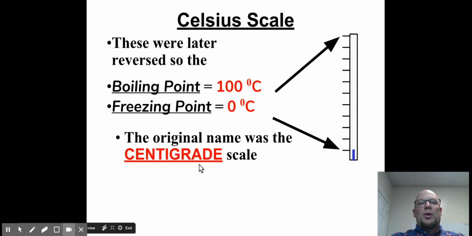The original name was the centigrade, and so you see it's 1 to 100, and so like a centimeter is a 100th of a meter. That meter stick has 100 centimeters on it. The Celsius scale or the centigrade scale had 100 markings on it. And so you're going to need to know this scale. This is the scale we're going to use in science class. Everything's going to be on the Celsius scale.